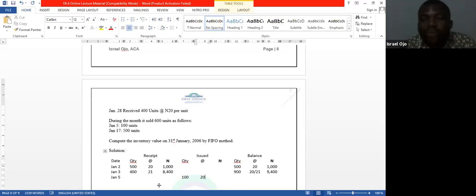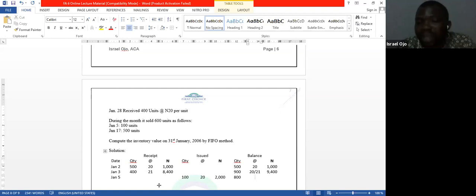So we are going to value it with the same value of that 500, which is 20 naira per unit. Now, 100 times 20 will give us 2,000. So you come down here. 900 minus 100, that's 900 what we have before. The 100 that you have issued will now be 800.